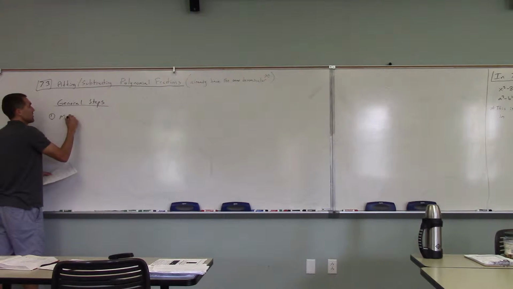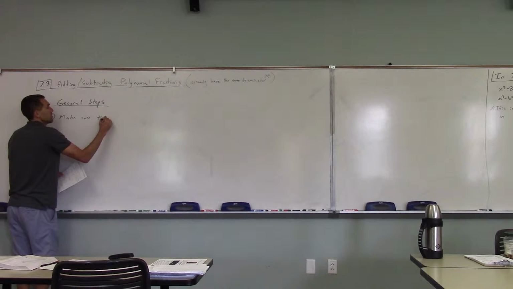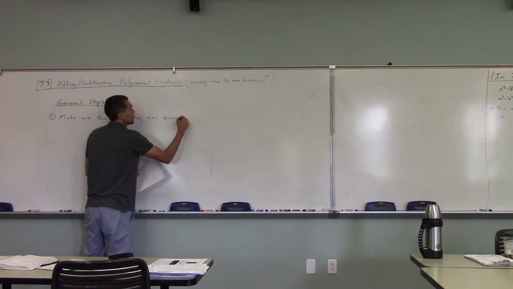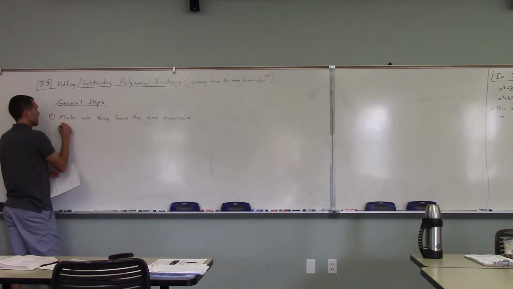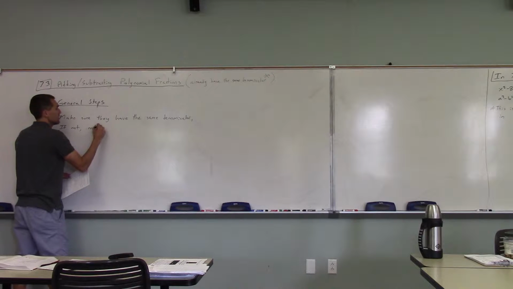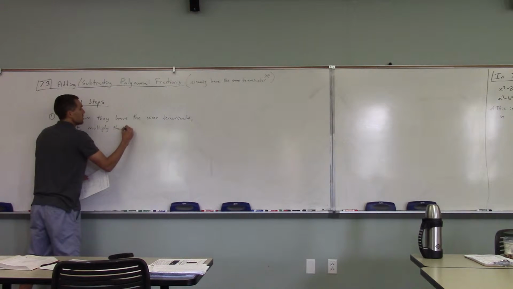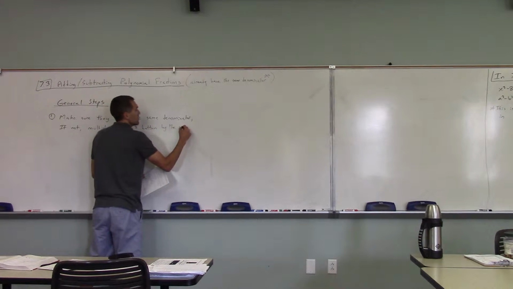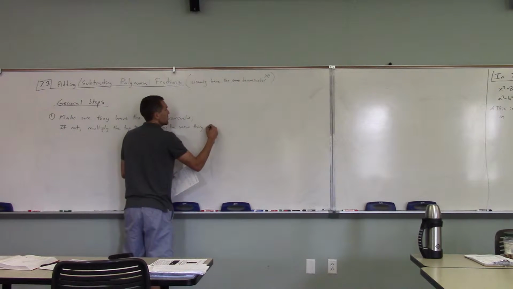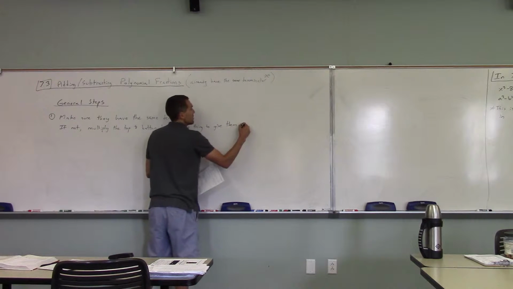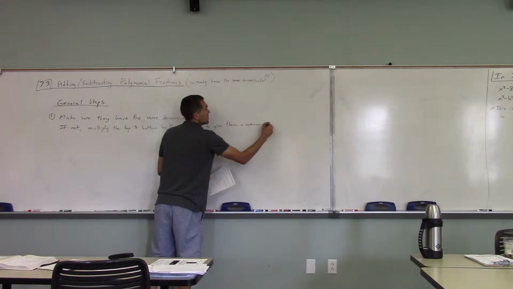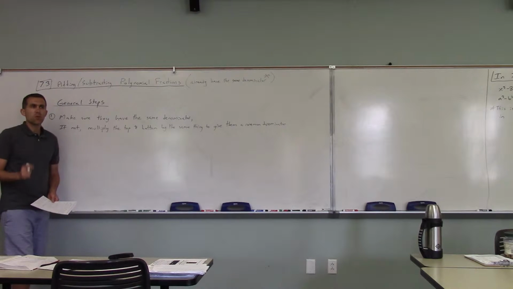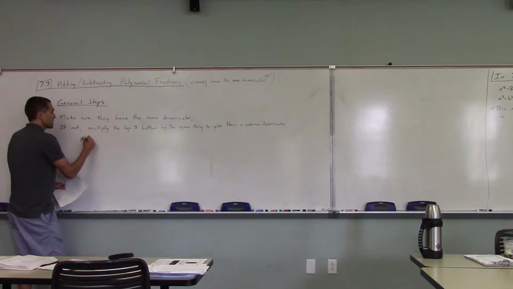Okay, 1. Make sure they have the same denominator. If not, multiply the top and bottom by the same thing to give them a common denominator. Again, in this section I already said they have the same common denominator, but the one thing that might show up is just a hint to remember.